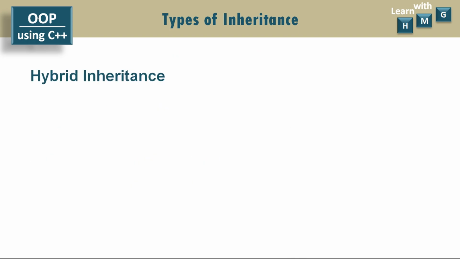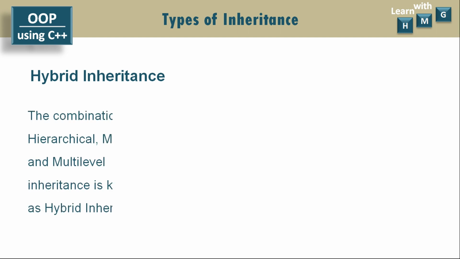The last type of inheritance is hybrid inheritance. As the name itself indicates, hybrid. Hybrid means it is a mixture of all other inheritances. The combination of hierarchical, multiple and multi-level inheritance is known as hybrid inheritance. So whichever the types we have studied previously, that is hierarchical inheritance, multiple inheritance and multi-level inheritance, these three types of inheritance are combined together to form a hybrid inheritance.